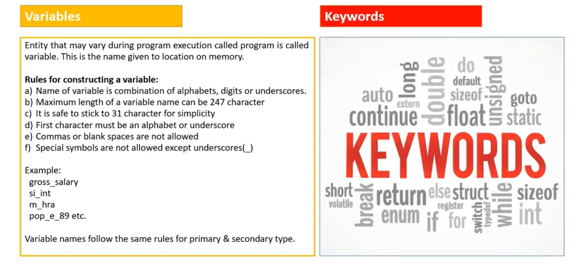Finally, the keywords. Keywords are reserved words that have specific meanings understandable by the compiler itself. In the figure you can see there are 32 keywords available in C language: auto, break, case, char, const, continue, default, do, double, else, enum, extern, float, for, goto, if, int, long, register, return, short, signed, sizeof, static, struct, switch, typedef, union, unsigned, void, volatile, while.